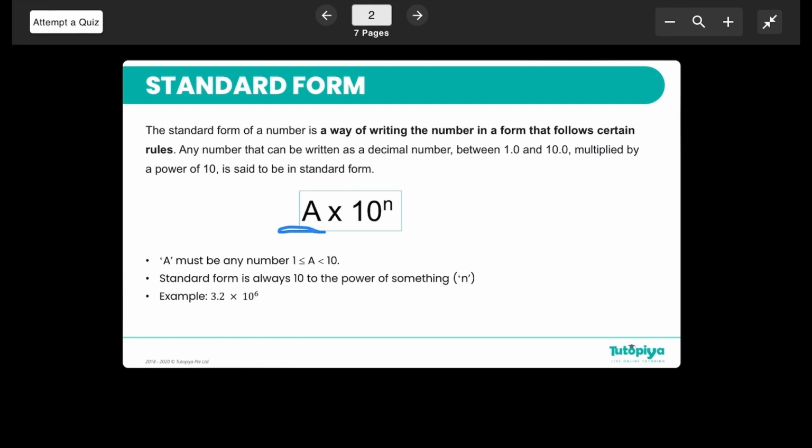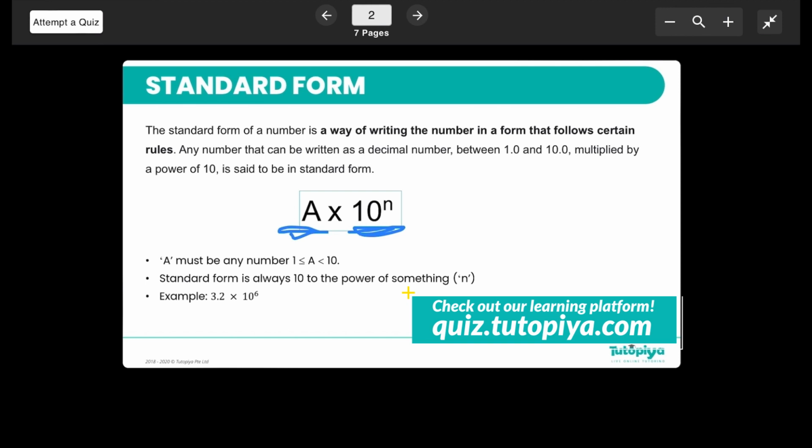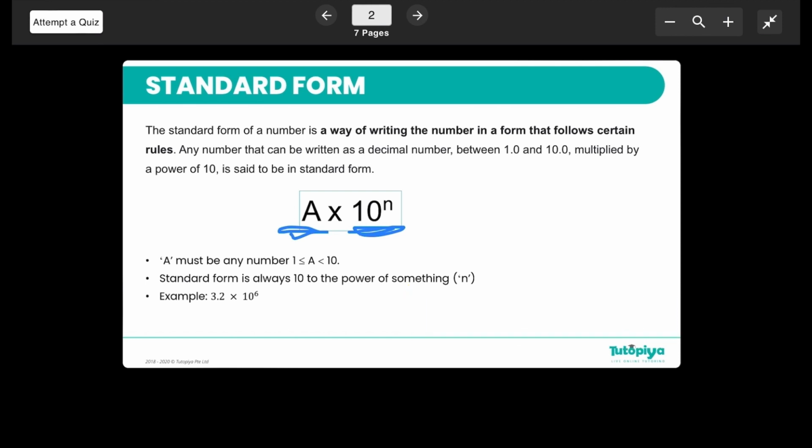We have a, which is basically a number between 1 and 10, and we also have 10 to the power of n. So this could be 10 to the power of a positive n, and it could be 10 to the power of a negative n also. I will show you exactly how we write this through some examples, because just by looking at the notation, I think a lot of students get confused. So just know that the value of a has to be between 1 and 10. That is one of the most important things about standard form.